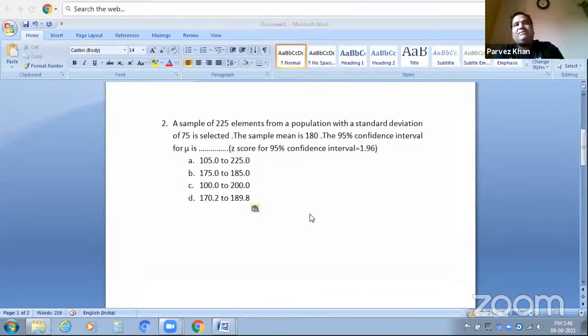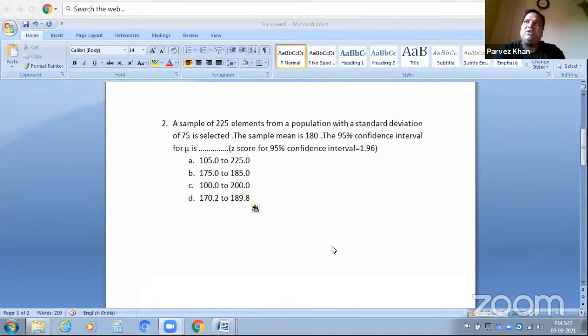So remember, I have told you, if they ask in questions to calculate confidence interval, inferences, parameters, estimates, all are the same thing. You remember? Anything they ask means the same thing you have to find out. So a sample of 225 elements, so sample size is 225. Standard deviation sigma is 75.